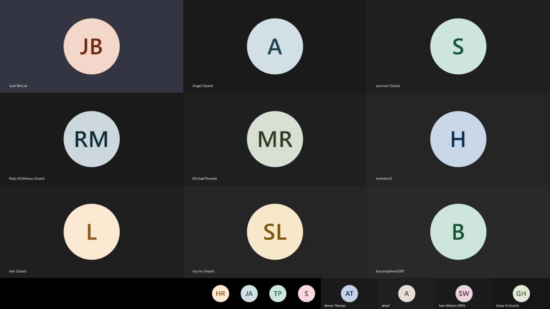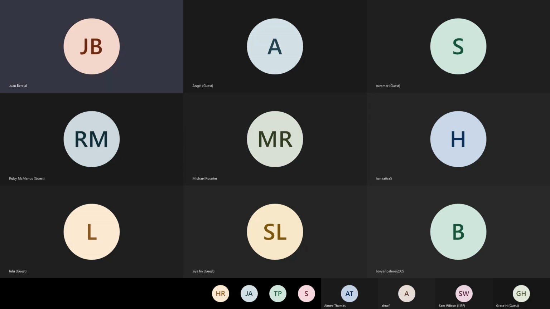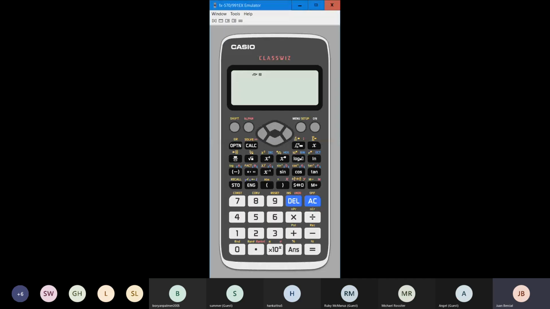If you look at your calculator, all the calculator needs to have is an ANS button. So remember that we've got 8 minus 5 divided by 1 squared.